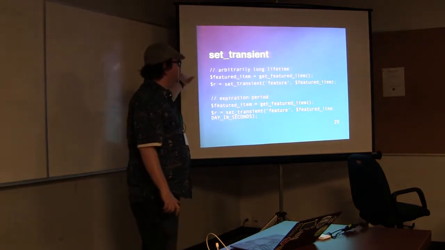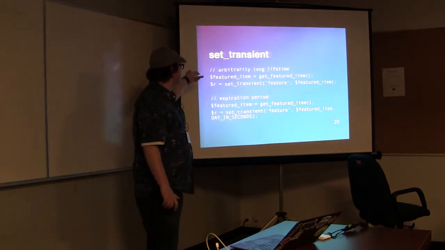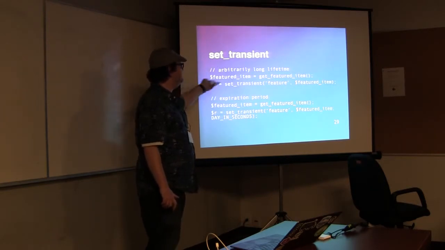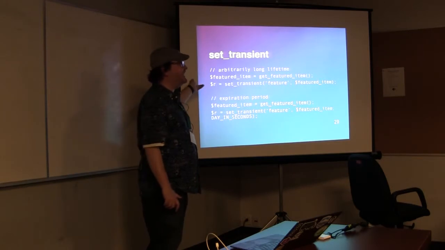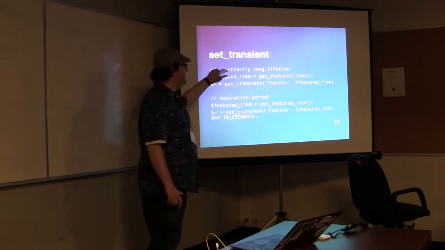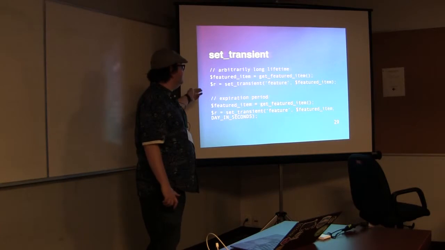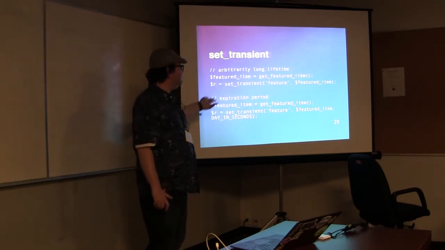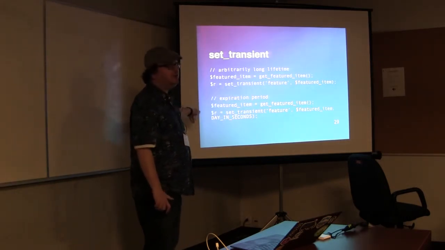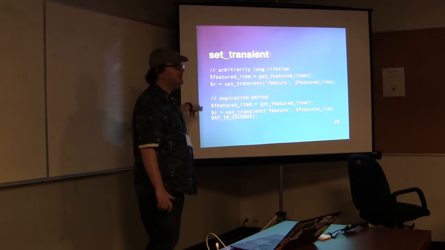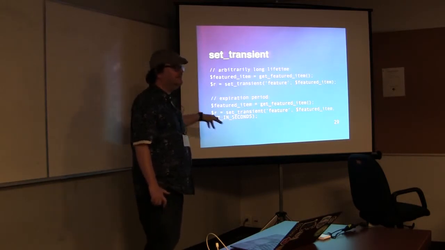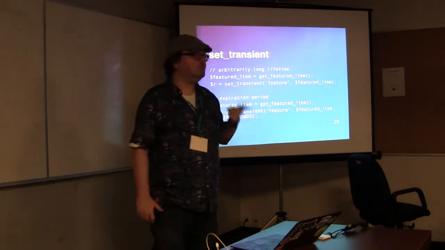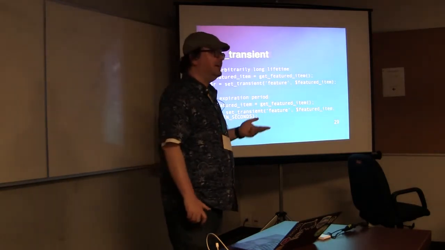So this is what it looks like. The first thing I want to do is get featured item and set a transient that will stay around as long as possible in the key feature. Or you can give it an expiration period: featured item, get featured item, set transient, feature, featured item, day in seconds. This is a constant that WordPress gives you so you don't have to multiply 24 times 60 times 60. You also have hour in seconds, week in seconds, month in seconds, year in seconds.